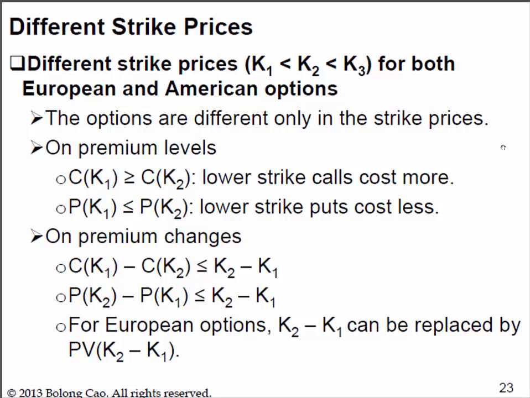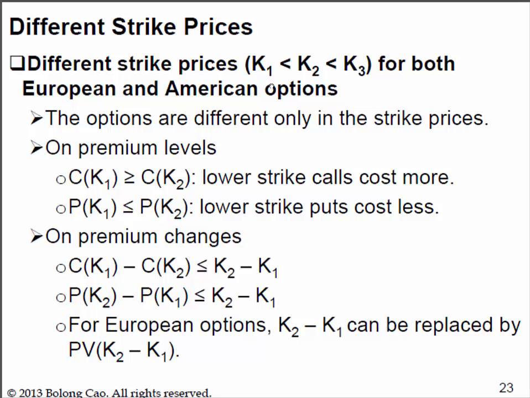Now let's talk about how different strike prices can influence the premium on the options. First, let's assume we have three different strike prices. K1 is the lowest, K3 is the highest, and K2 is in the middle.